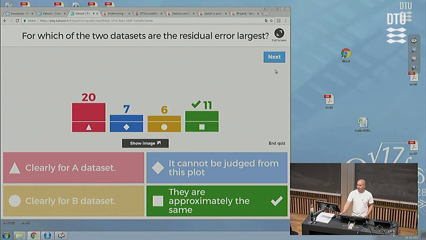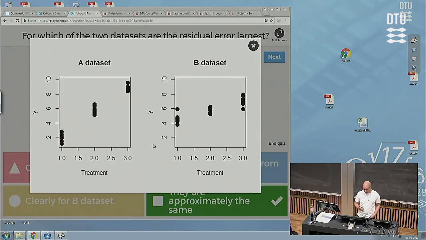I got you there. This was a trick question, but nevertheless a pretty fair trick question at this point, to make you think about the two variances, and 20 of you made the wrong choice. Let's have a look at the image. I asked you about which one had the largest residual error. That's the within group error.